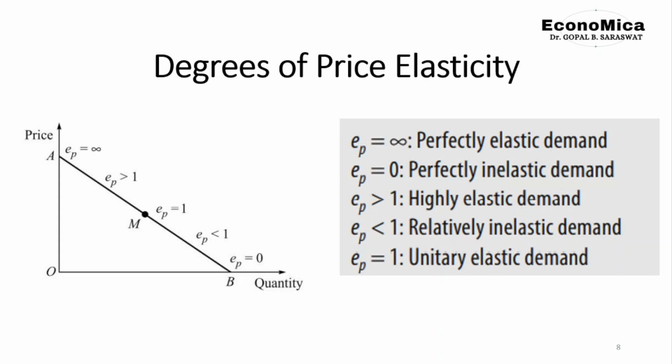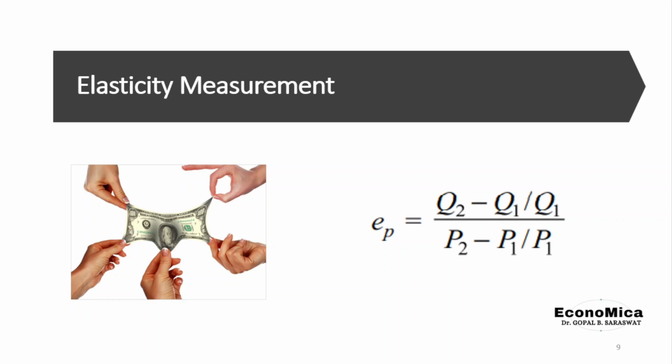These degrees help us understand how the firm has to make decisions in the actual market. So how are you going to calculate the elasticity? To calculate elasticity, we use the formula: the change in quantity demanded, Q2 minus Q1, divided by Q1, divided by P2 minus P1 over P1, which shows the change in prices. If you calculate, you will get the elasticity of price.